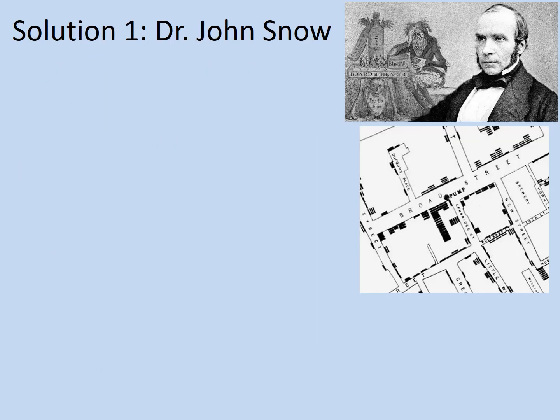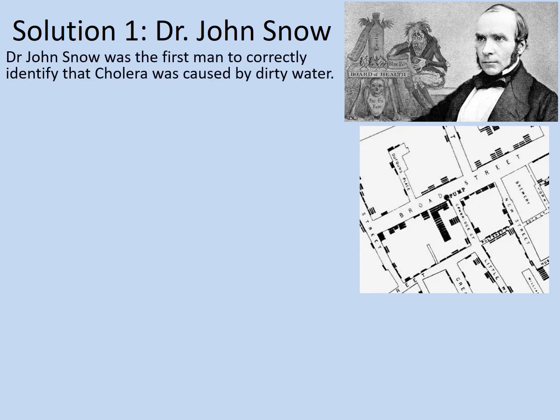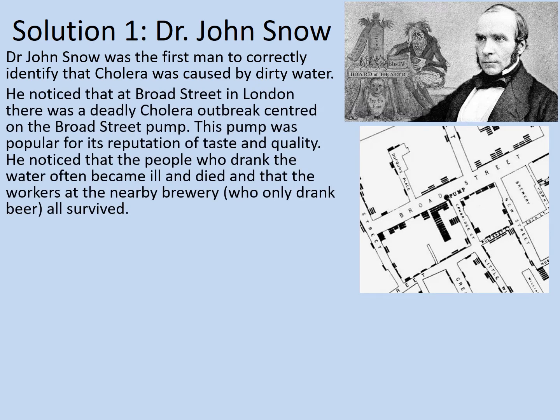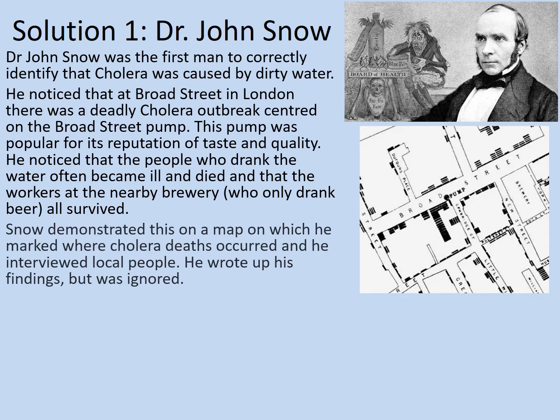Solution number 1, Dr. John Snow. There he is in the photograph. Dr. John Snow was the first man to correctly identify that cholera was caused by dirty water. He noticed that at Broad Street in London, and I've indicated part of Broad Street on the map there, there was a deadly cholera outbreak centred on the Broad Street water pump. Again, that's labelled on the map. This pump was popular for its reputation of taste and quality. He noticed that the people who drank the water often became ill and died, and that the workers at the nearby brewery, who drank only beer, survived.